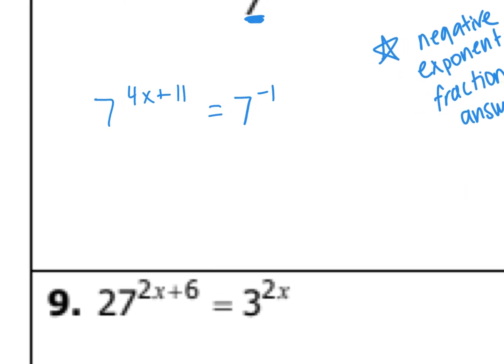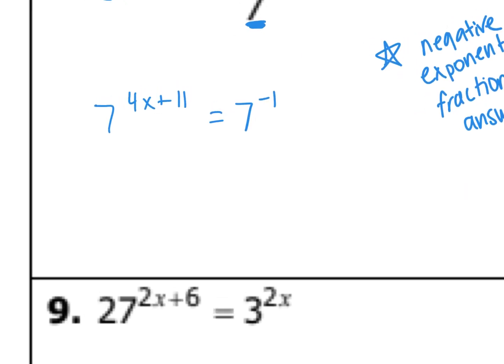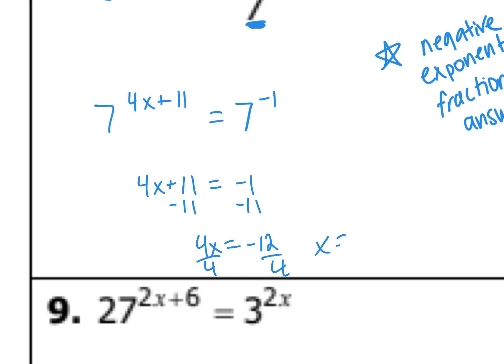So now if I do my rules here, what do I do? Yeah, just set the exponents equal. How am I solving that? Minus 11. Divide by 4. So x is negative 3.